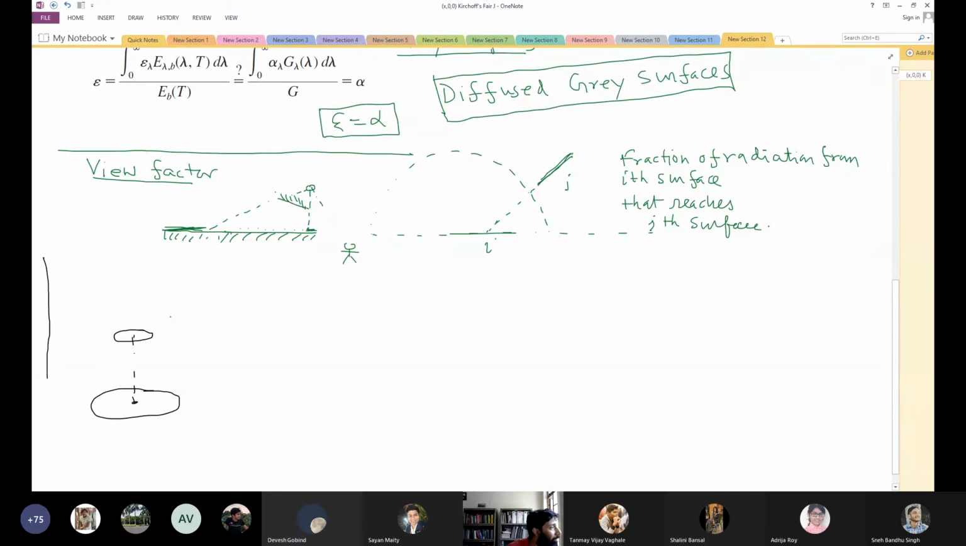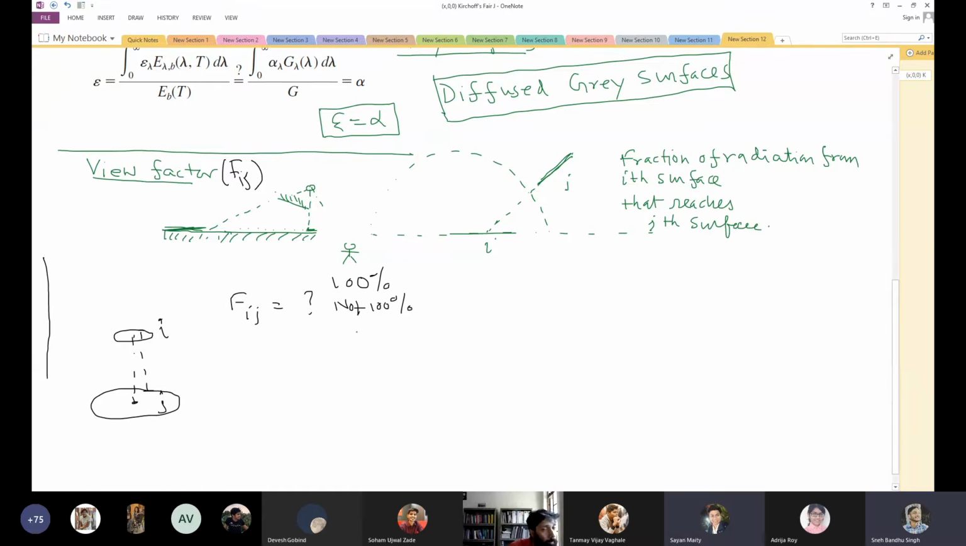Sir, from which disk to which disk? From this disk to this disk. So this is I, this is J. So the view factor is given by Fij: the fraction of radiation leaving surface I that is intercepted by surface J. So guess the value of Fij. I have heard 0%, 100%, and not 100%.